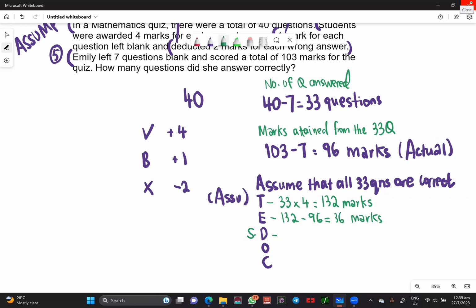So one correct question, you get 4. All right, and if you get it wrong, you have to minus 2. So therefore, over here, this gives me 4 minus minus 2, that is actually 4 plus 2, which is equals to 6. Now, let me just draw a number line for you to see, okay?